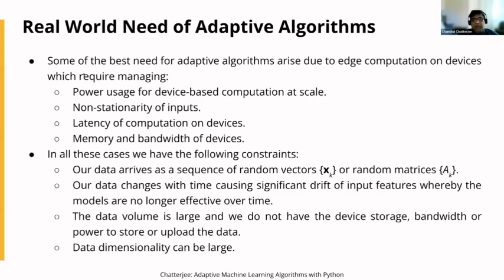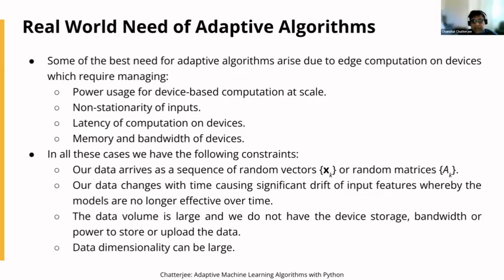So why do we need adaptive algorithms? The reason we need adaptive algorithms is because these adaptive algorithms arise due to edge computation, which requires managing power usage of the device, computation at scale, non-stationary input, latency, and memory and bandwidth. These are points I already made.